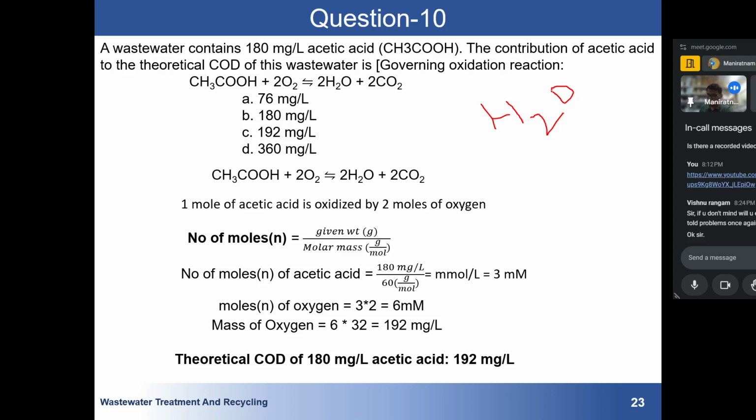Did you get it? Yes, sir, I got it. How much? How much will it be? Just use the concept which I have told you. How many atoms of hydrogen are there and how many atoms of oxygen are there? How many atoms of hydrogen are there?